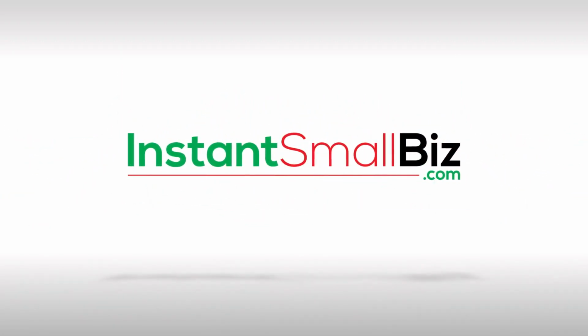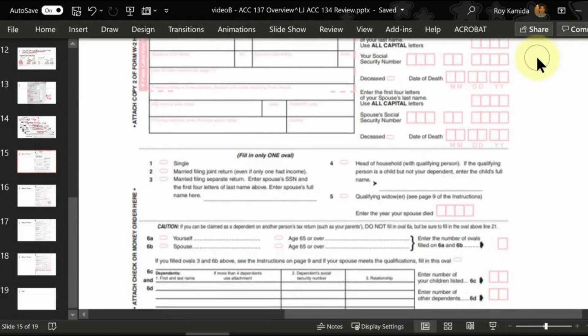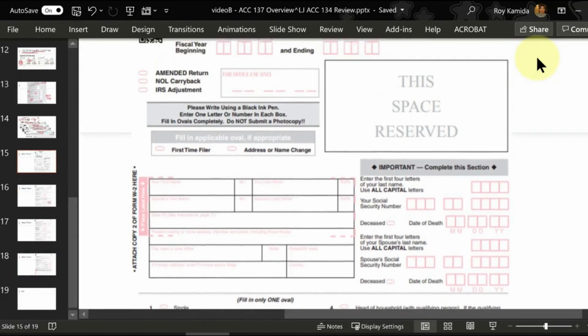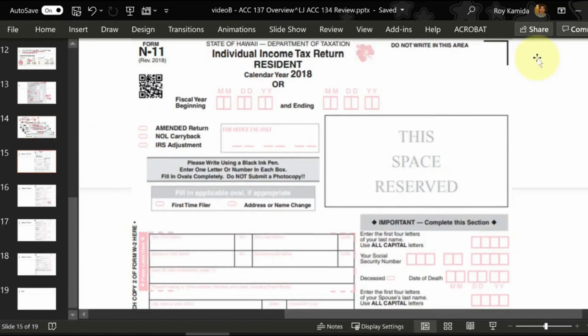Let's take a look at the Hawaii tax form. In the case of individuals like you and me, we probably fill out this form N11 since we're residents of Hawaii for the whole year. But if you're a part-year resident or a non-resident of Hawaii, but you have Hawaii source income, then you probably will be filling out a form N15.